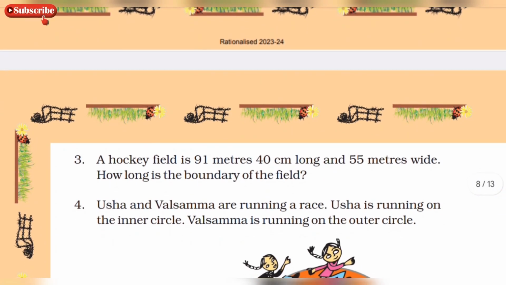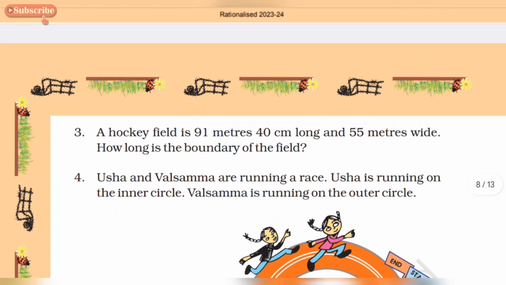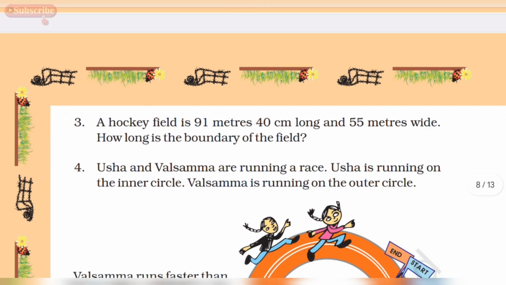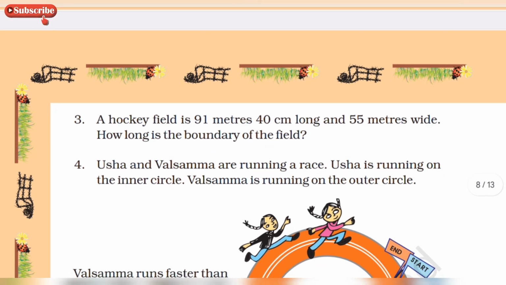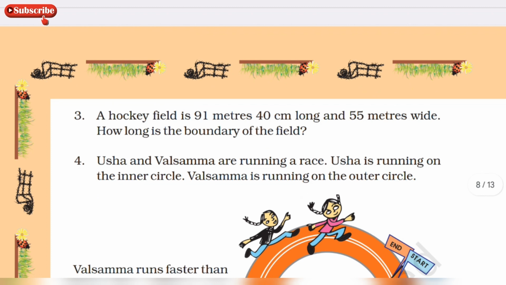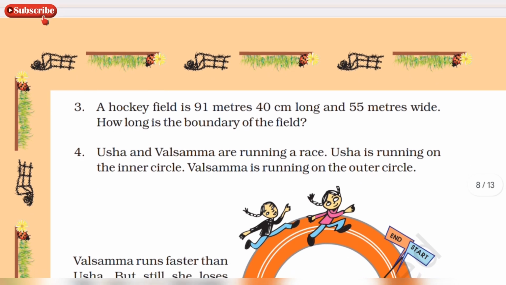A hockey field is 91 meters 40 centimeters long and 55 meters wide. How long is the boundary of the field?